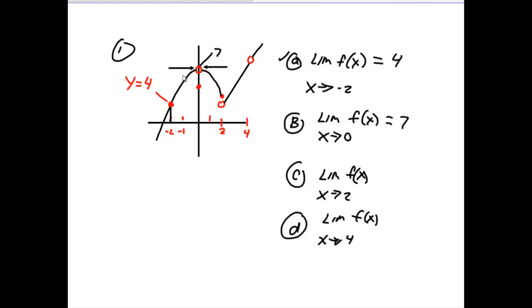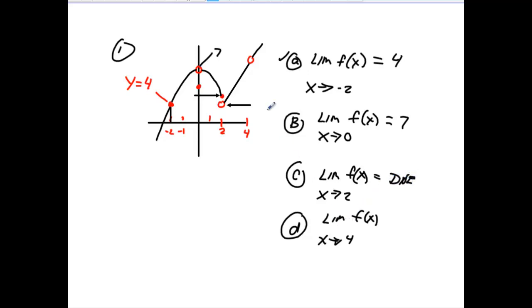What happens if I'm approaching 2 from the left side? Approaching 2 from the left side, the value of y is about 3. As I approach from the right side, getting closer and closer to 2, my value is going to 2. So since I'm going to 3 from the left side and 2 from the right side, we can say immediately that this limit does not exist because I'm getting 2 different values.